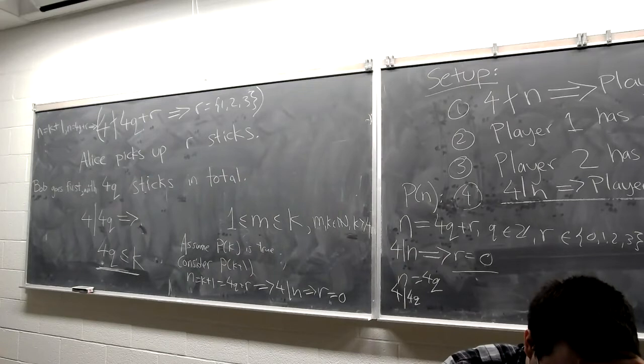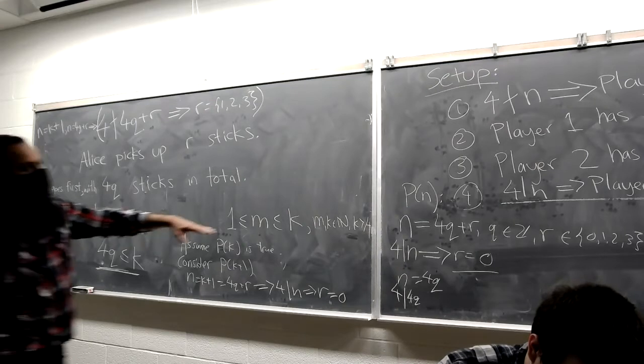Is Alice allowed to pick up 0 sticks? No, she's not, right? She has to pick up 1, 2, or 3. So your strategy will not be Alice picks up r sticks. That's my answer to the question. I'm not going to go too much more. Does that answer your question? She's not picking up r sticks. She's going to pick up some different number of sticks now.